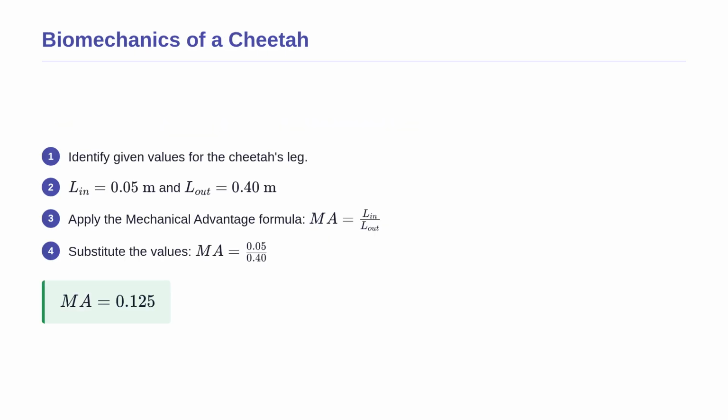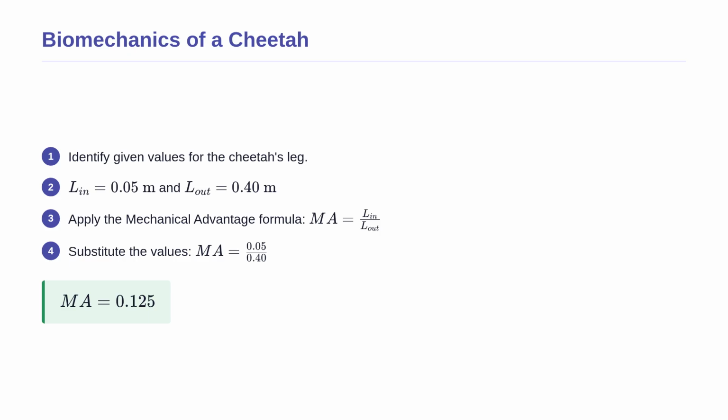Now that we have our formula, let us apply it to a real animal to understand its adaptation for extreme speed. We will calculate the mechanical advantage of a cheetah's leg. We are given that the distance from the cheetah's elbow joint to its triceps muscle attachment, our in-lever, is 0.05 meters. The distance from the elbow joint to the paw touching the ground, our out-lever, is 0.40 meters.